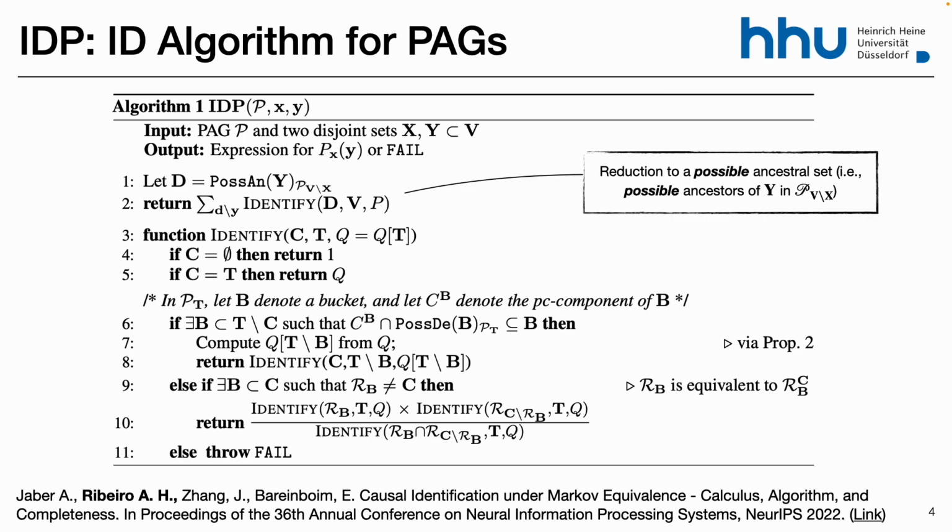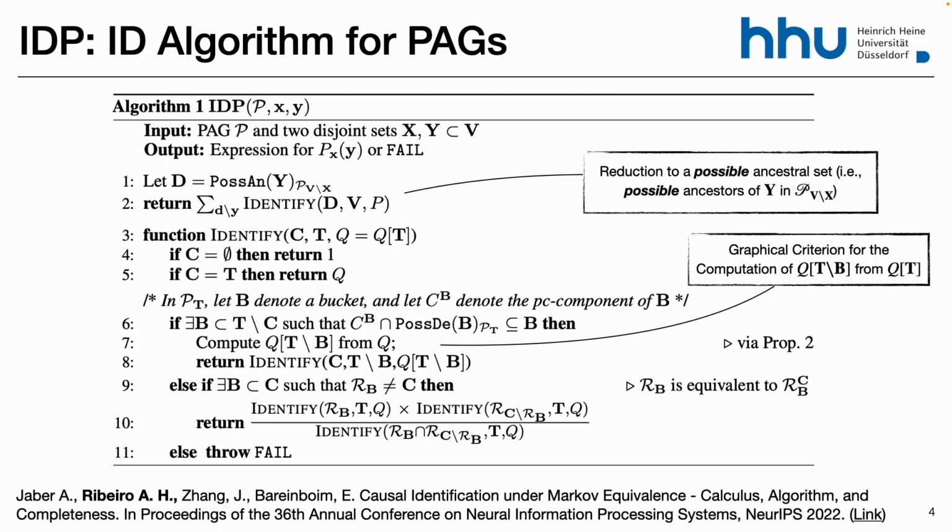So basically there are these steps. First, the reduction to an ancestral set, then this graphical condition that is going to enable us to compute Q[T minus B] from Q[T]. So it's a way to simplify some distribution that you already computed in a previous step. And in the end, we do the decomposition, where we break the problem into several small problems, and this is going to be related to something we call regions. We will see all of this.